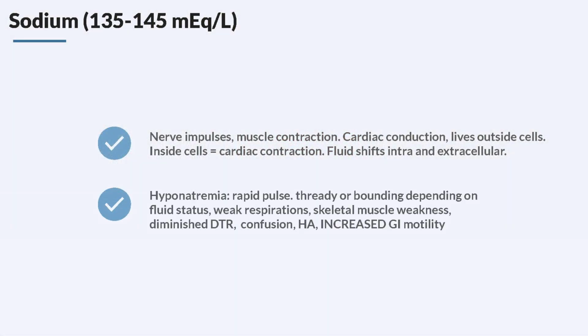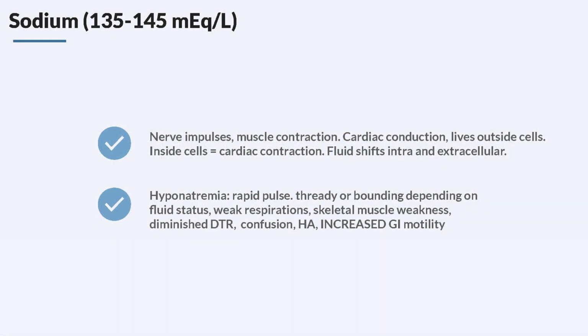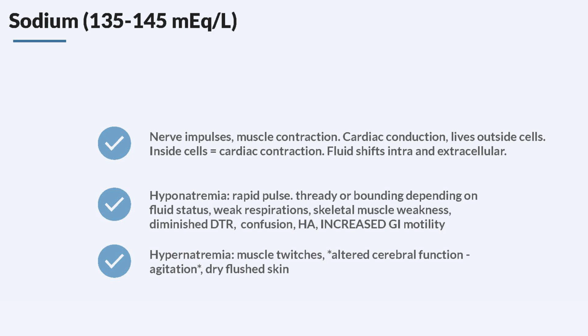Okay, what happens when there's not enough sodium in the body? The patient is hyponatremic, and they will have a rapid pulse, thready or bounding depending on their fluid status. They're going to have weak respirations. They're going to have skeletal muscle weakness, diminished deep tendon reflexes, confusion, headache, and increased GI motility. So hyponatremia causes increased GI motility. If a patient is hypernatremic or has too much sodium, you're going to find that they have muscle twitches, altered cerebral function, agitation, and dry, hot, flushed skin.